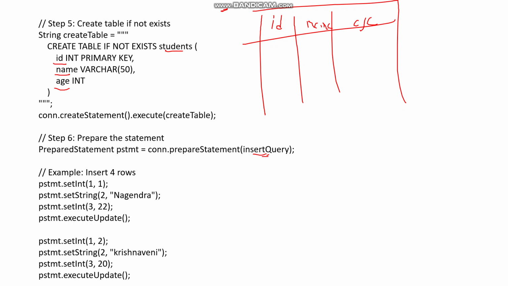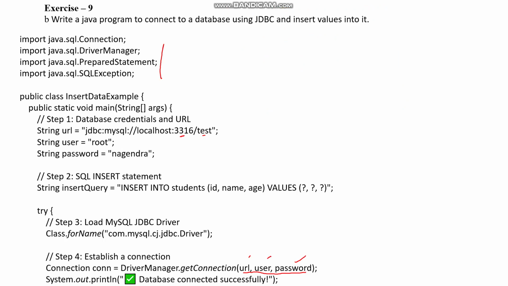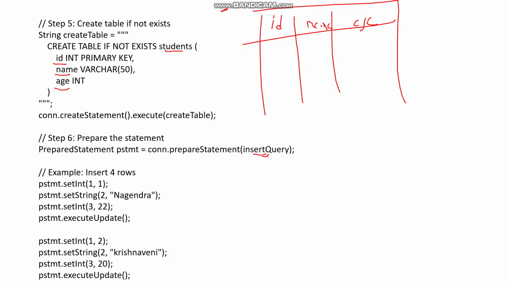Now I want to insert the data here. The insert query contains insert into student, and we can insert these values. I want to insert 4 rows. In the first row, what is the ID value? I am taking the ID value as 1, the name as Nagendra, and the age as 22. After that I call pstatement.executeUpdate. Whenever there is executeUpdate, this data will be inserted into the database.